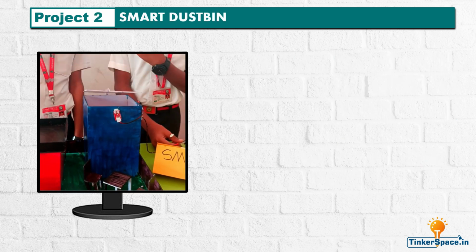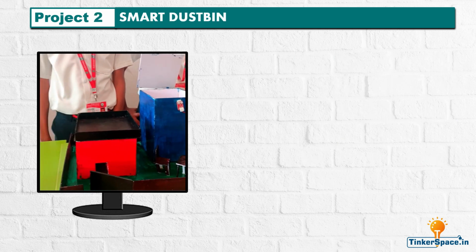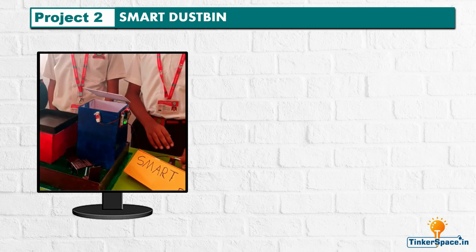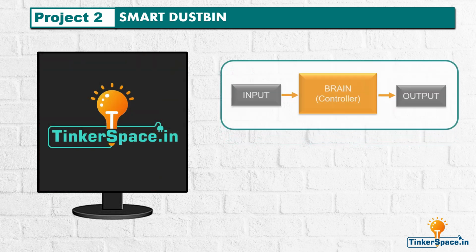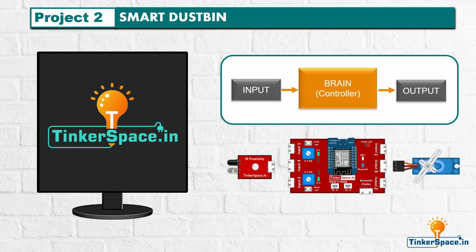Smart Dustbin. This project creates an automatic dustbin that opens when someone approaches it. In this project, we used the TinkerSpace brain board as the controller. The IR proximity sensor is used as the input. Its function is to detect the presence of a person in front of it. The servo motor is used as the output. Its function is to open and close the lid of the dustbin automatically.